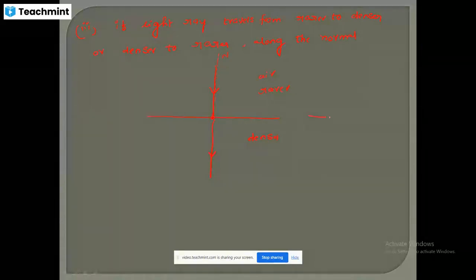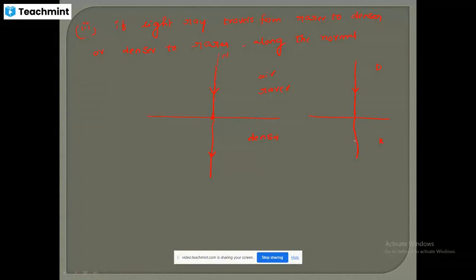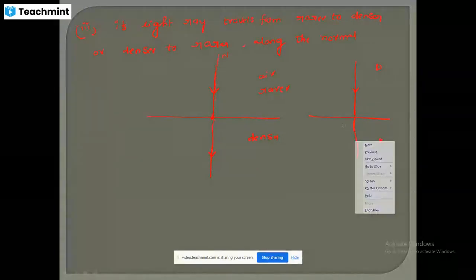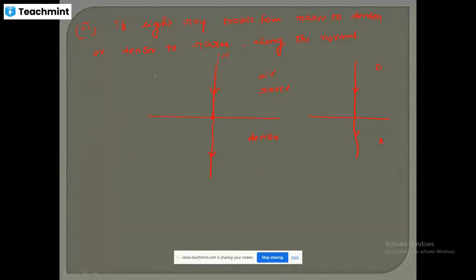Okay. In the second case also, for example, this is a denser medium and this is a rarer medium. That is, from denser medium to rarer medium, and there is no deviation. So what is the conclusion here? The conclusion is that there is no deviation along the path. There is no deviation for the refracted ray.